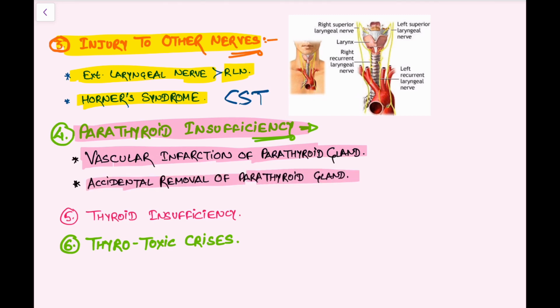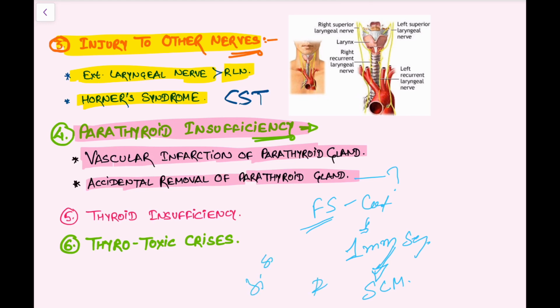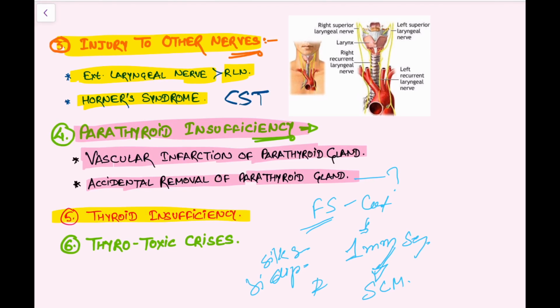and accidental removal of the parathyroid gland. Suppose you accidentally remove a parathyroid during thyroid surgery. So what should we do? In this case we have to confirm it is parathyroid by frozen section. After confirmation, we divide the parathyroid into 1 millimeter segments, and these 1 millimeter segments should be transplanted into the sternocleidomastoid muscle, and the site is marked either by silk sutures or by clips. Other complications are thyroid insufficiency and thyrotoxic crisis.